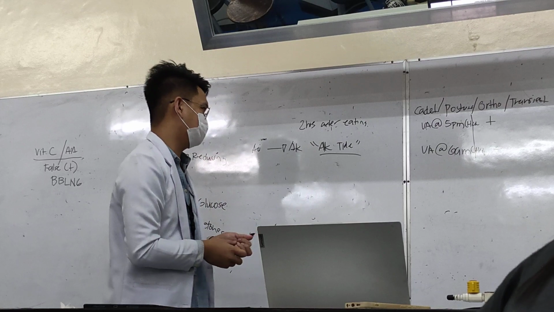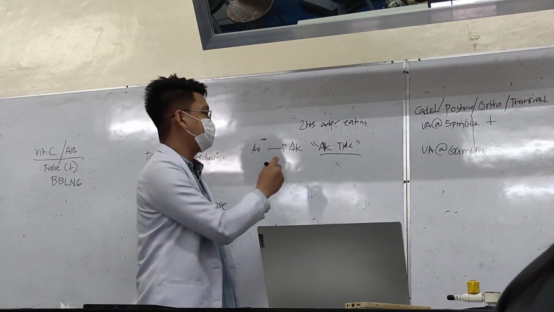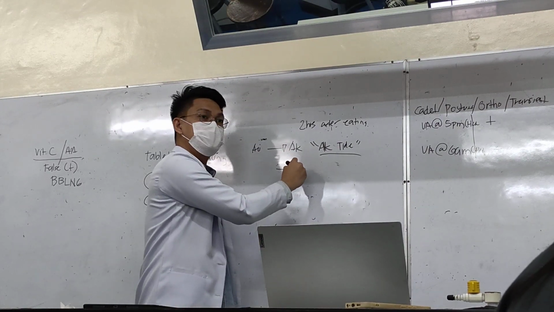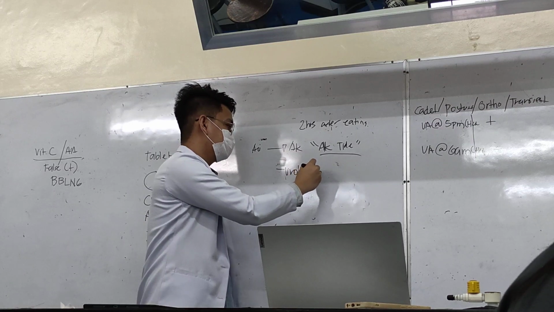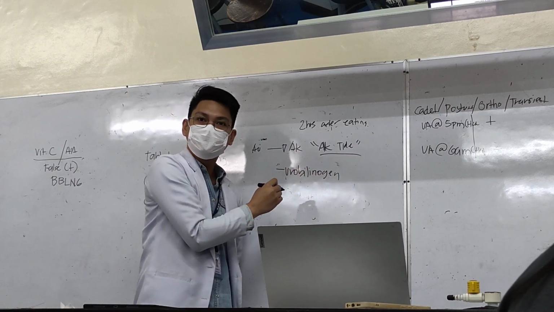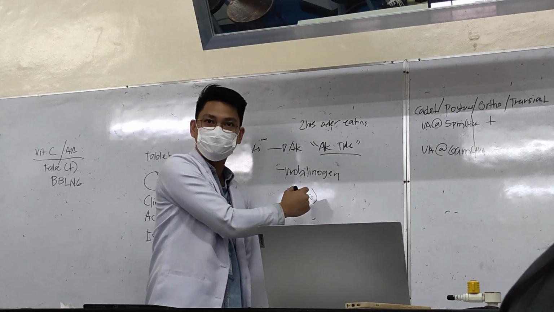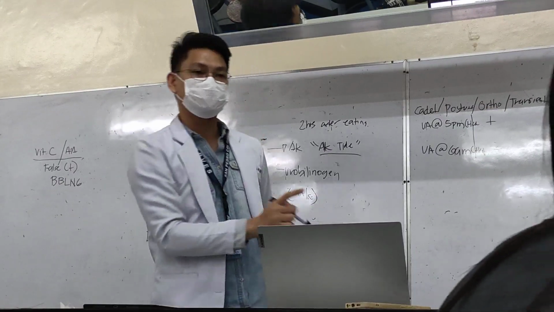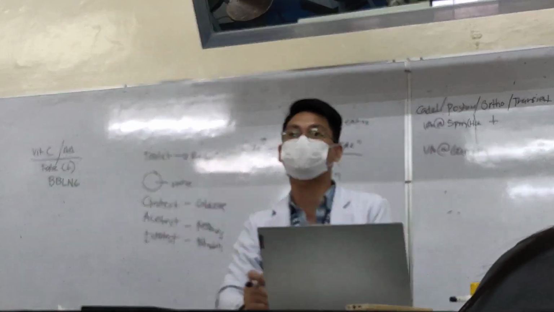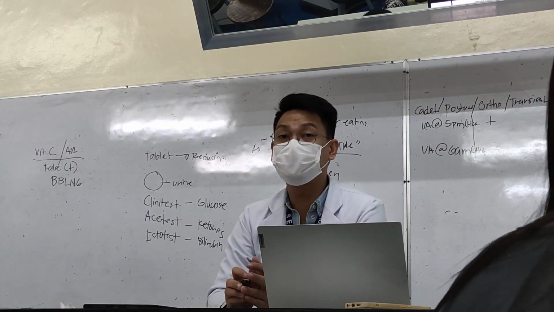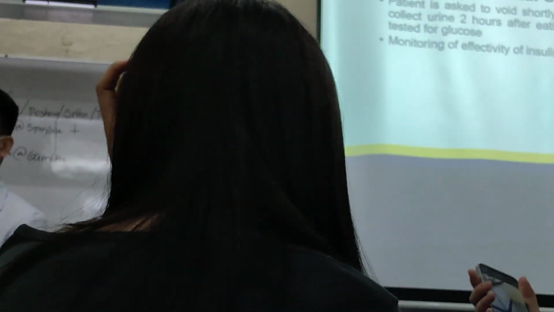That's why 2 hour postprandial specimen class is very ideal for urobilinogen testing. Ano naman? Kasi urobilinogen class is stable at alkaline pH. Okay? Take note of that. 2 hour postprandial for alkaline urobilinogen testing.